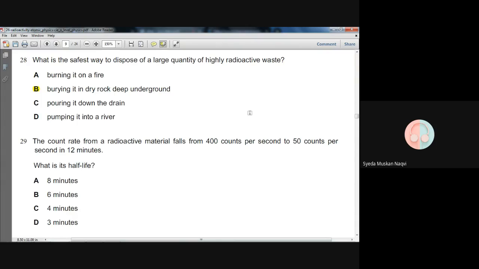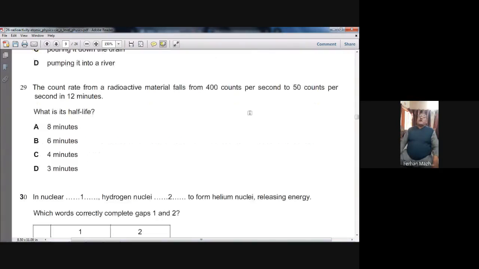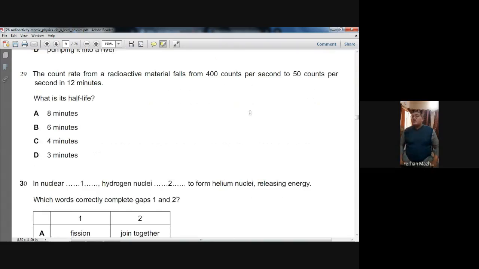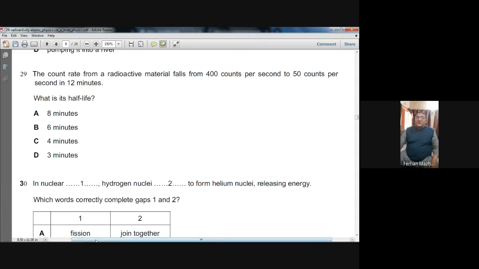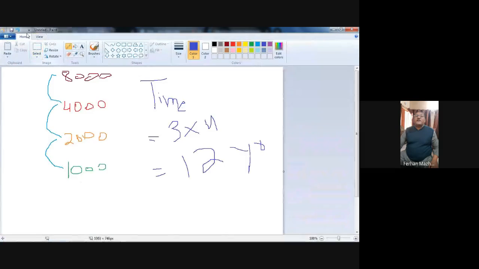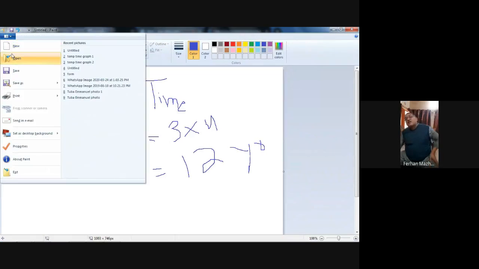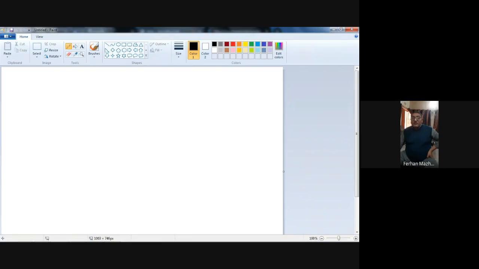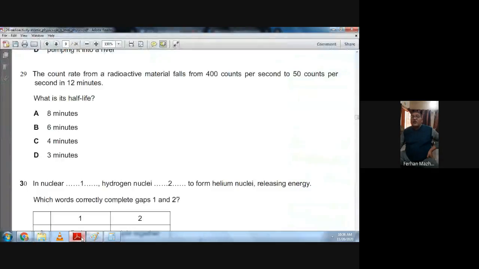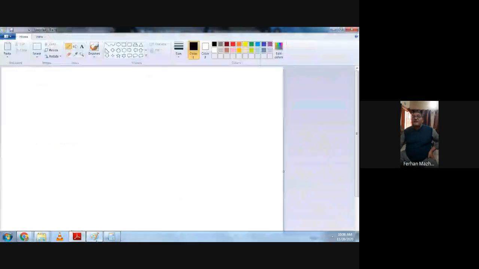Okay, sir. The count rate from a radioactive material falls from 4,000 counts per second to 50 counts per second in 12 minutes. What is the half-life? You see, it will reduce from 4,000 to 50. It was, I think, not 4,000. It was 400. What is the number given? 400 to 50. Let's see how many half-lives.